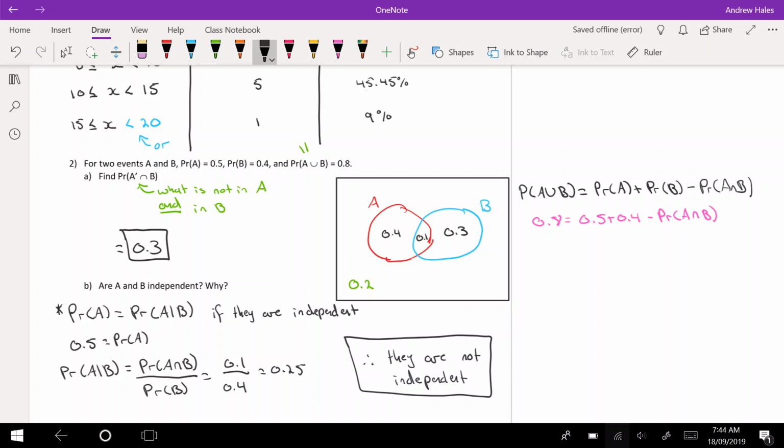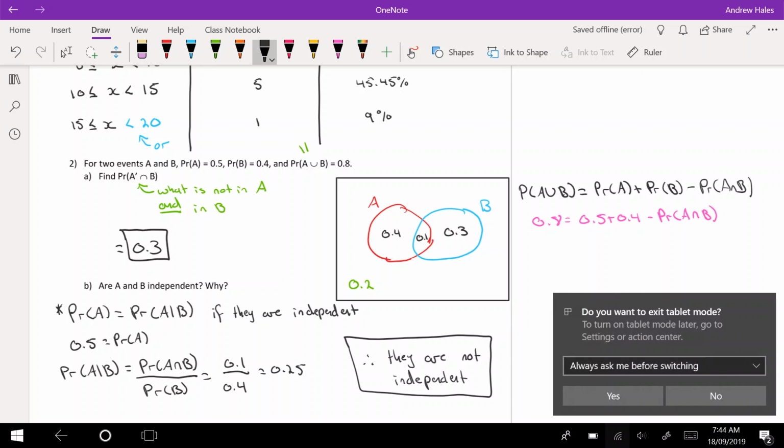All right, so that's the first page. Hopefully you did well on that page, and we'll go through the next page in the next video.